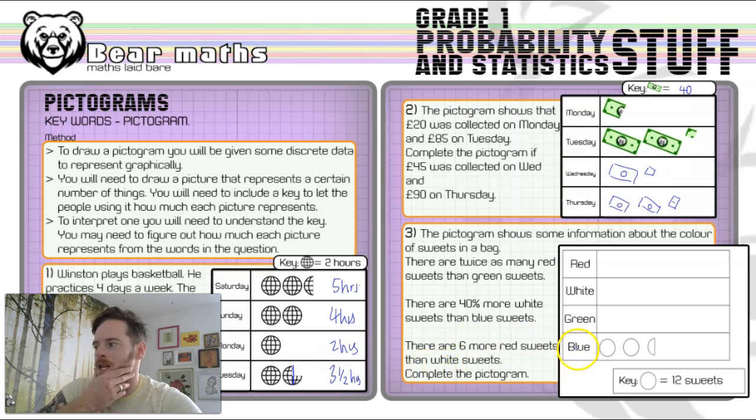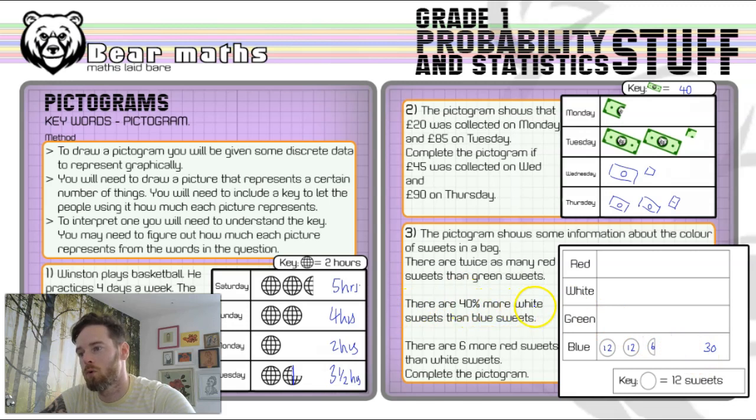Alright, so I'm going to write the number of blue sweets down represented by these pictures. 12 sweets, 1 whole circle, so that's going to be 12. That's another 12, and this is half of the circle, so that's obviously going to be 6. 12, 12, and 6 gives you 24 and 30. Okay, the total amount of sweets that is blue is 30. Then we can jump to this statement here.